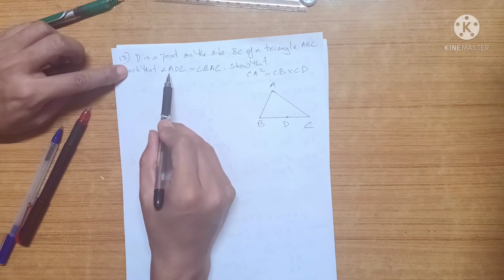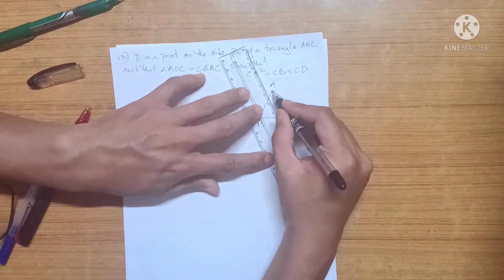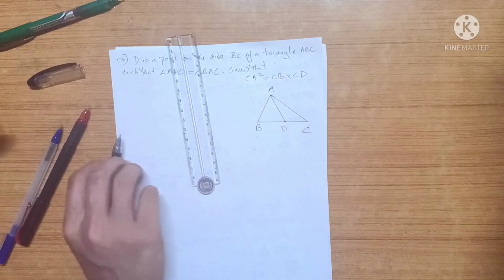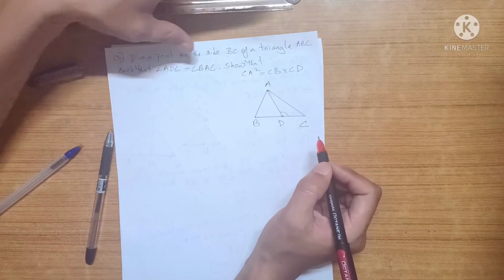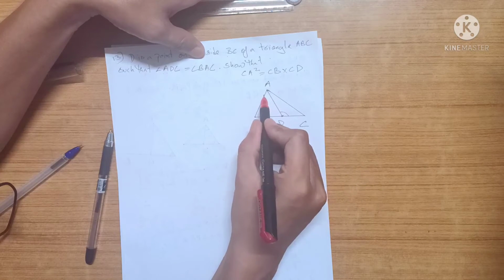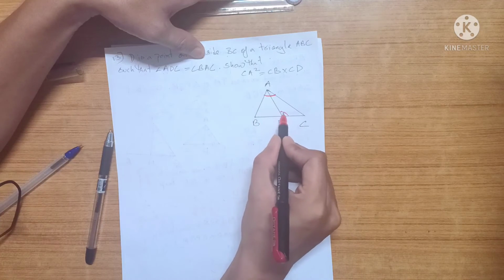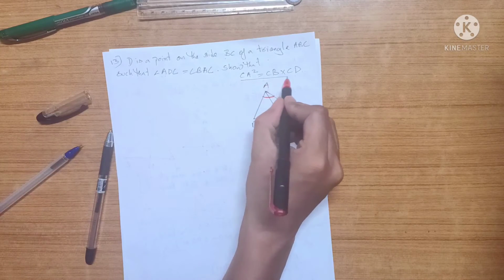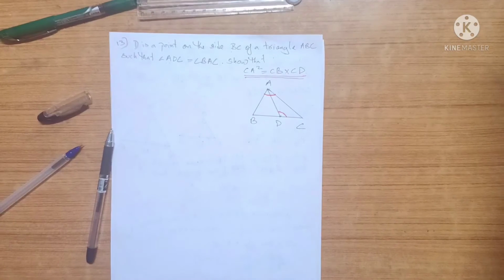Triangle ABC such that angle ADC. So we have to join A and D, which means angle ADC, this one, is equal to angle BAC, whereas BAC is equal to this whole thing. So this whole thing is equal to this thing. So what do we have to show? We have to show that CA square equal to CB into CD.